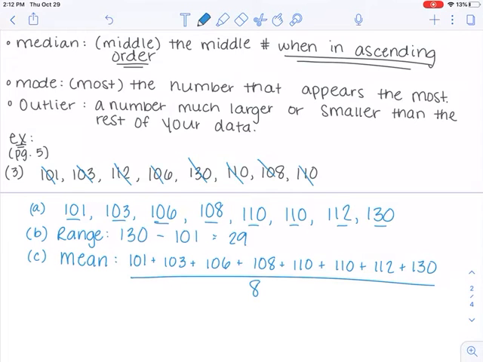So when I add all of these numbers up, I get 880 divided by 8. So now I take 880, divide that by 8, and my mean is going to be 110. That is the average.